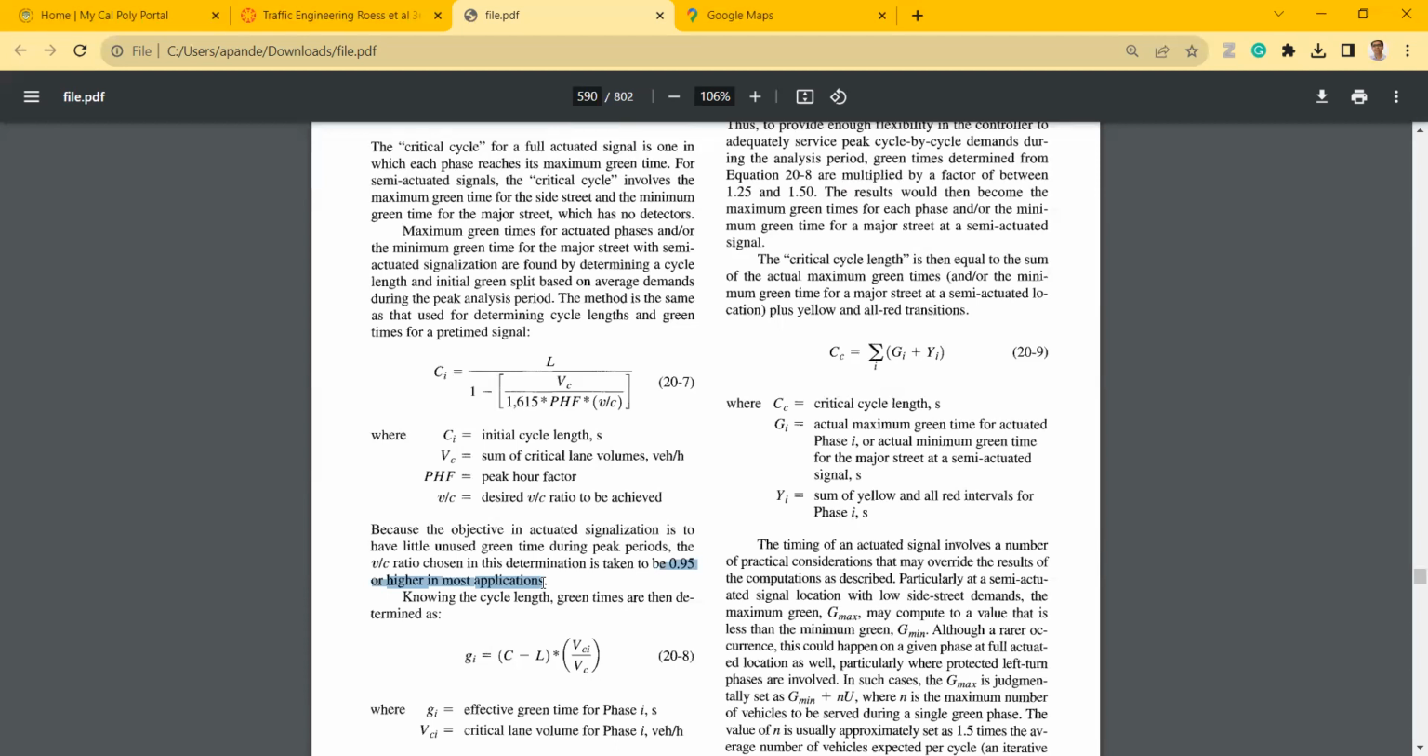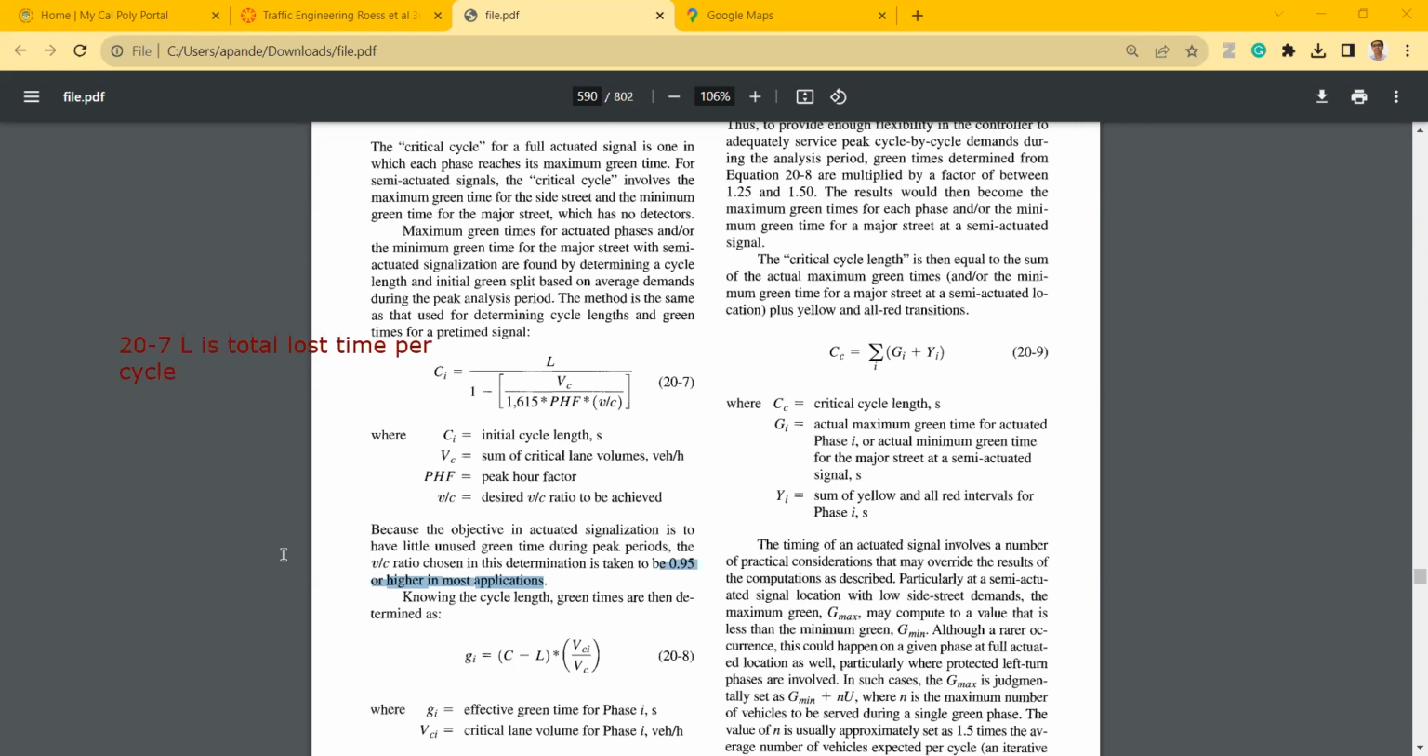Lost time here is the total lost time per cycle. Capital L, again, in 20.7, L is the lost time per cycle. Remember, it's not vehicle length, right? So in 20.7, L is the total lost time per cycle. Got it? And then you can start allocating different green times to it.